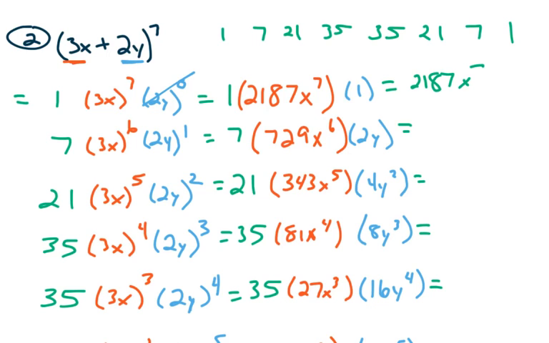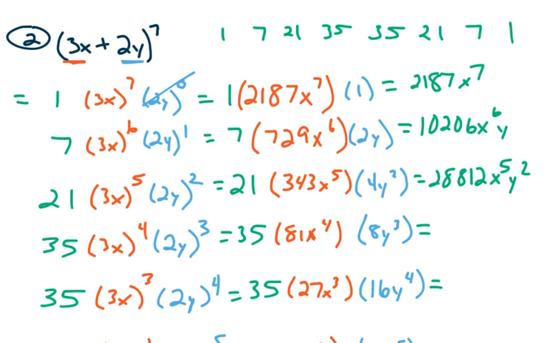Looks like I just have x to the 7th. Now, 7 times 729 times 2. That is 10,000, let's go back to the pen, 10,206, I have x to the 6th, and y to the, not y to the 7th, y to the 1st, or just y. 21 times 343 times 4 is going to be 28,812, x to the 5th, y to the 2nd.